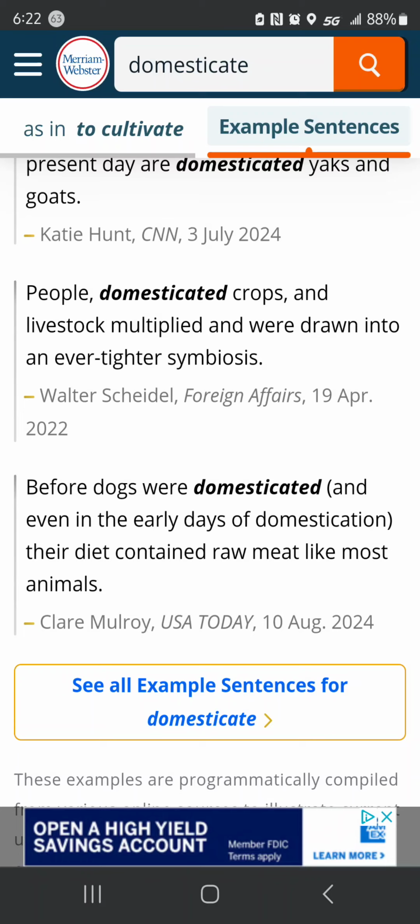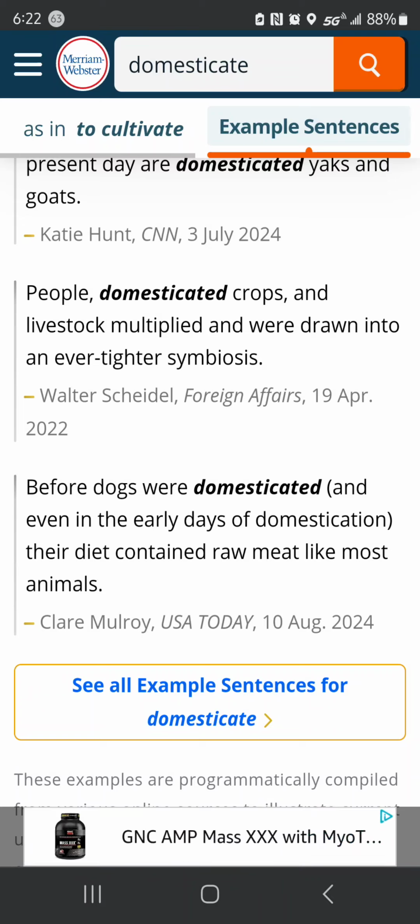Dogs used to eat raw meat like most animals. Their digestive system has changed. The bacteria in their stomach have changed. They're more susceptible to disease, bacteria, and viruses now because of domestication. Now you got dogs with arthritis, heart disease, cancer, dementia, Alzheimer's. You got dogs with all kinds of human diseases now because of domestication.